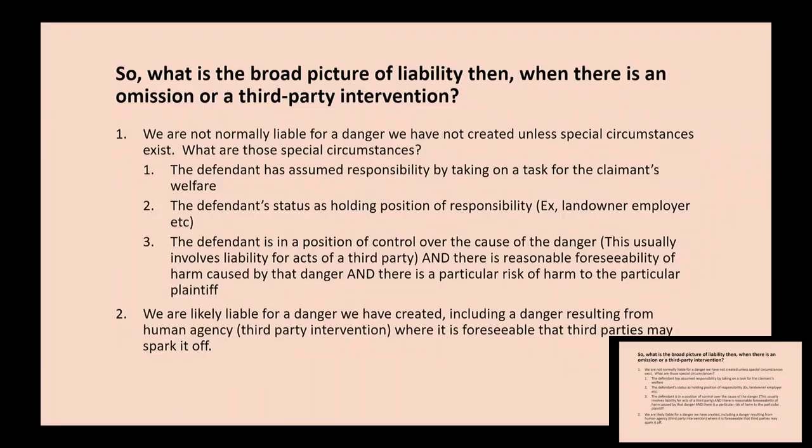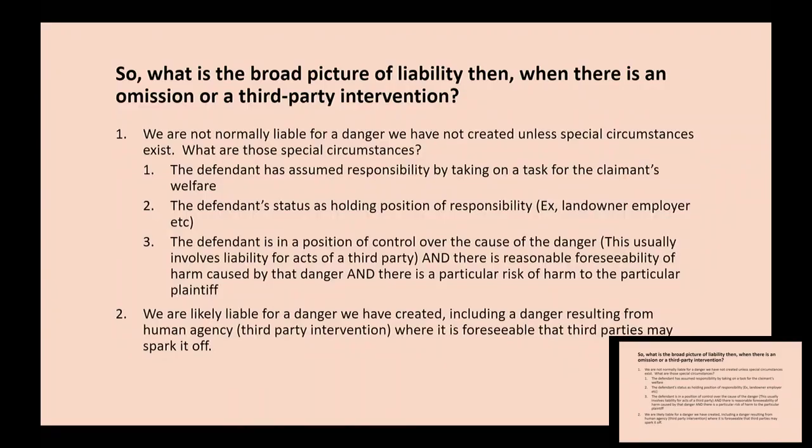So, we're not normally liable for a danger we have not created unless special circumstances exist. What are these special circumstances? Number one, the defendant has assumed responsibility by taking on a task for the claimant's welfare. Number two, the defendant's status is holding a position of responsibility. So this might be a landowner or an employer, or it might be a relationship like a parent or someone in a parental role.